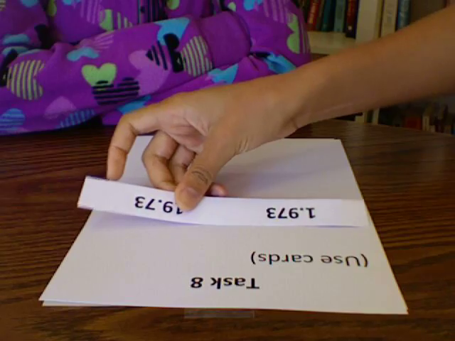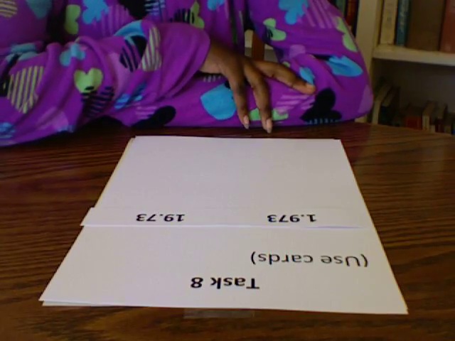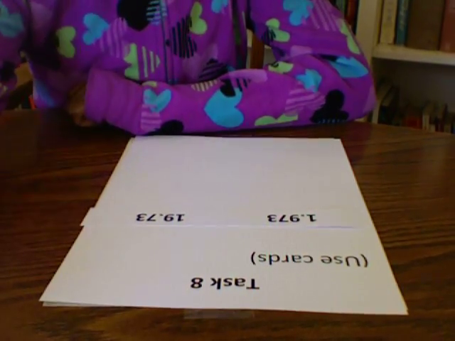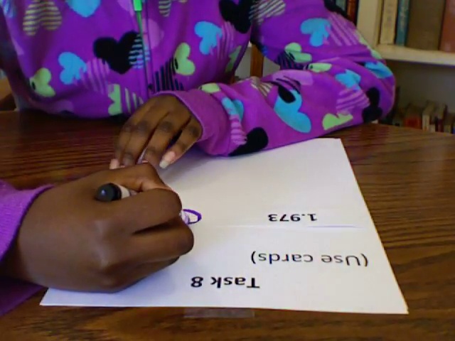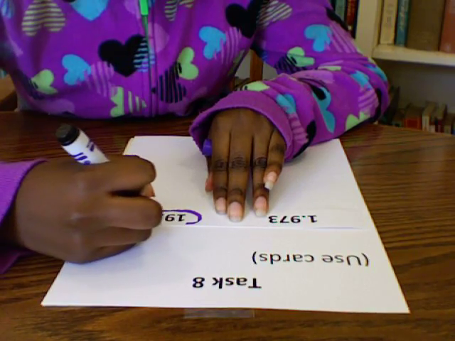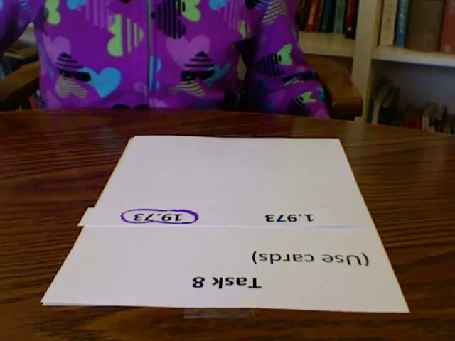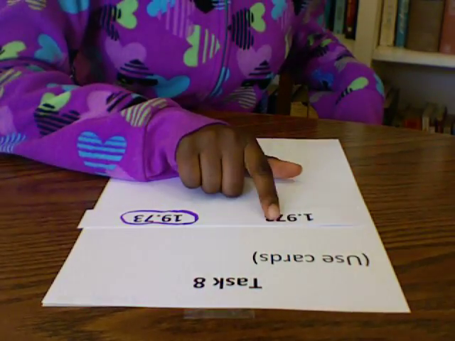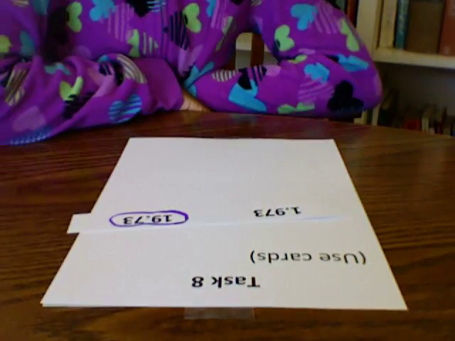Okay, I'm going to give you some more cards. Start with those two numbers, and you can use your marker. Which number would you say is larger? You can circle the larger number. And how did you know that number was larger? Because as a whole, 1 is less than 19, and even though 973 is greater than just 73, the whole number is greater than the 1. Gotcha. Okay.